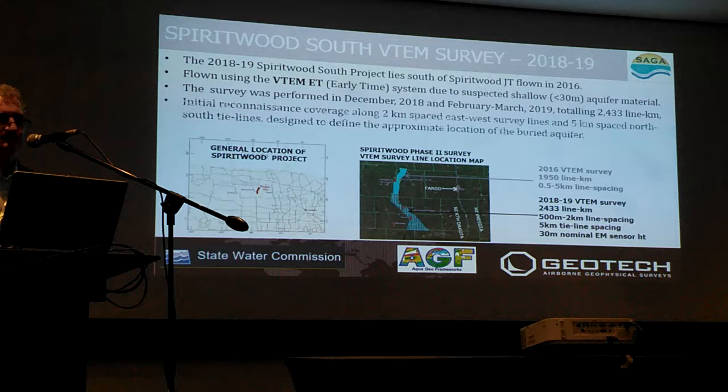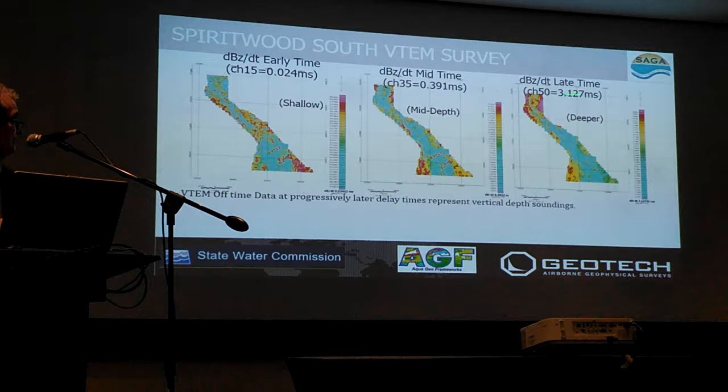We initially flew with reconnaissance coverage every 2 kilometers and 5 kilometers spaced tie lines. So here's the old Jamestown JT data set. This is the new Jamestown South data set right here. So here's the V10 data, early time, mid time, late time. So these are almost like pseudo connectivity maps.